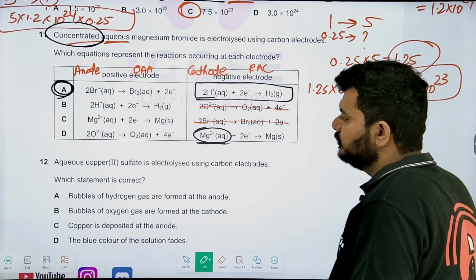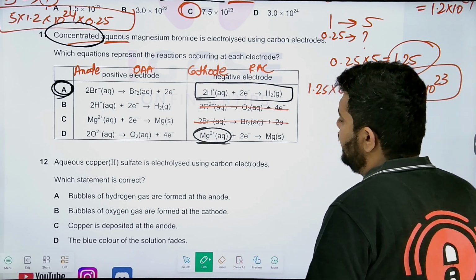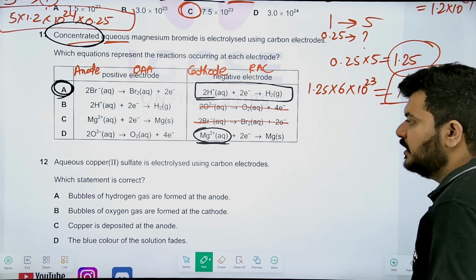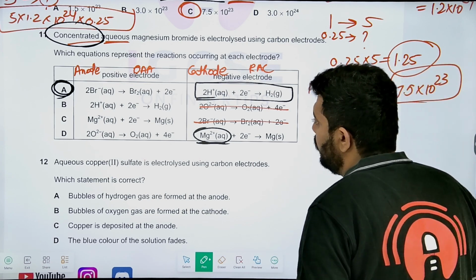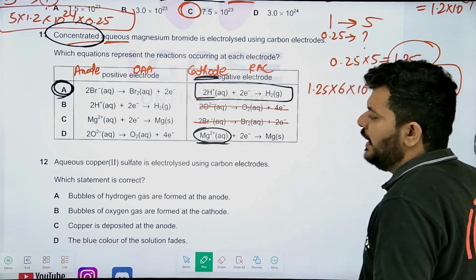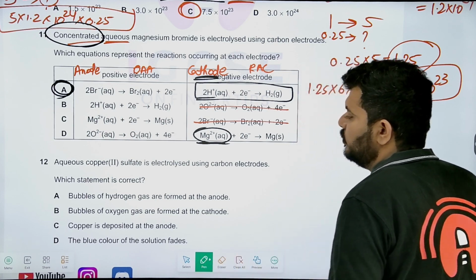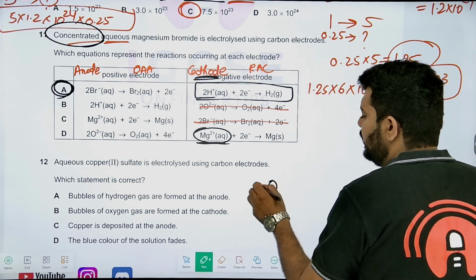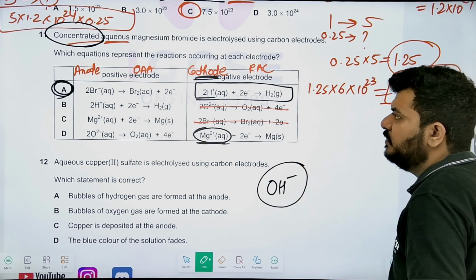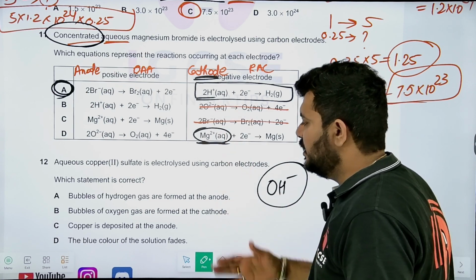Then we have, aqueous copper sulfate is electrolyzed using carbon electrodes. Which statement is correct? Bubbles of hydrogen gas are formed at anode. See, if hydrogen ever forms, it forms at cathode. Okay. Bubbles of oxygen gas are formed at cathode because oxygen is negatively charged and it forms from OH minus, right? It is loss of electrons. So oxidation at only anode. So A and B are incorrect.